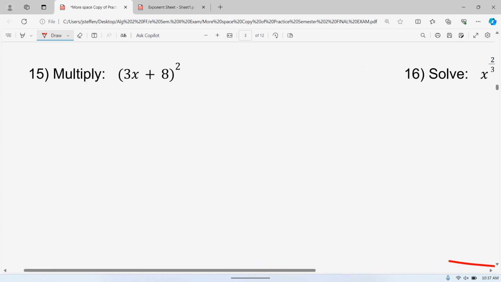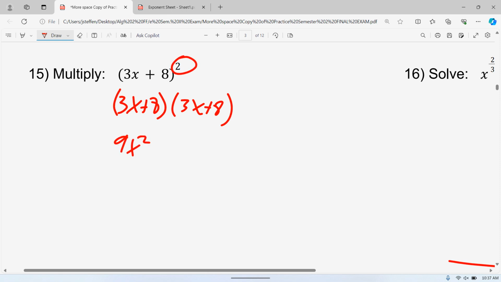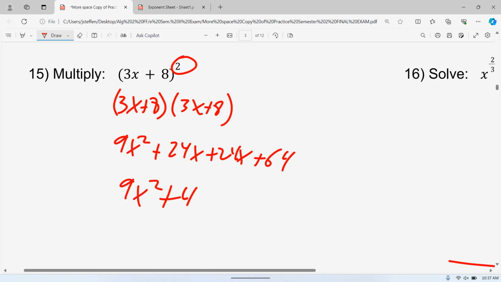Honestly, I tried to put this one in here kind of as a grade booster. I wanted to help you guys out. That's quick. Not too bad. But if you're ever squaring something, just do it twice. 3x times 3x is 9x squared. 3x times 8 is 24x, and 3x is 24x, and 8 times 8 is 64. 9x squared plus 48x plus 64.